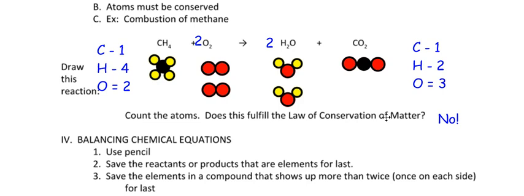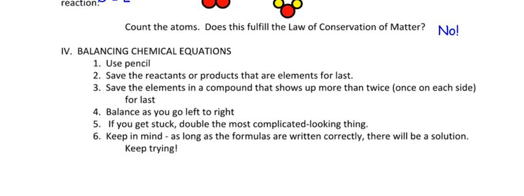So how can I do this without drawing pictures every time to look at it? So here are Mrs. Vanderwalle's helpful hints for balancing chemical reactions, okay? Number 1, use pencil. Why? Because you're probably going to have to erase. If not, you'll be crossing things out, which is all right, but maybe it's a little bit neater if you use pencil.